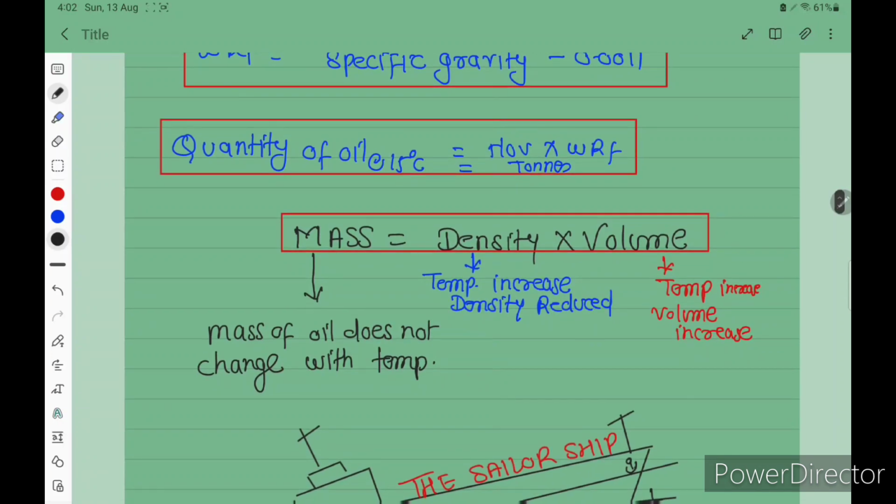Now mass is equal to density into volume, or we can say density is equal to mass upon volume. So mass of oil does not change with temperature, it will remain constant. That's why when we give the figures for quantity, we use the mass. Density varies with the temperature. When temperature increases, density reduces, and when temperature decreases, density increases. It is inversely proportional to the temperature. Volume: when temperature increases, volume increases, it is directly proportional to the temperature.